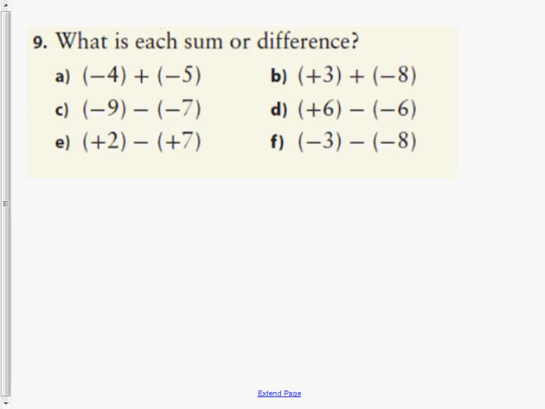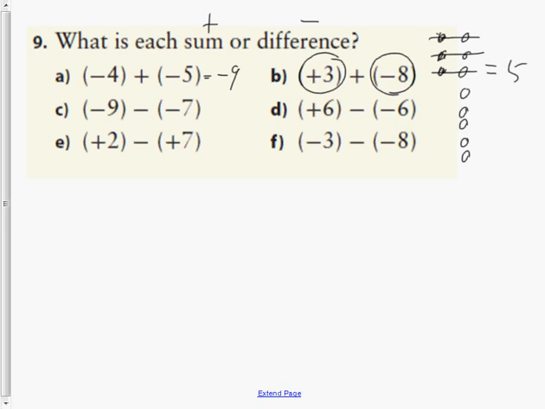Question 9 says, what is each sum or difference? So we're going to do the additions and subtractions. The first one, it's -4 combined with -5. You have no zero pairs when you add those together. You end up with -9 as your answer. B, you're adding 3 positives to 8 negatives. Now if I want to draw that, that would be 3 positives plus 8 negatives. Those 3 positives make zero pairs with 3 of the negatives. You have 5 negatives left, which means your answer is -5 for B.